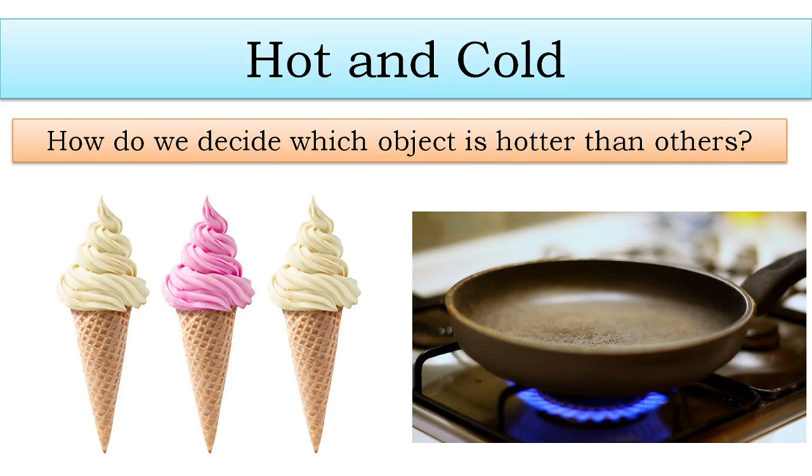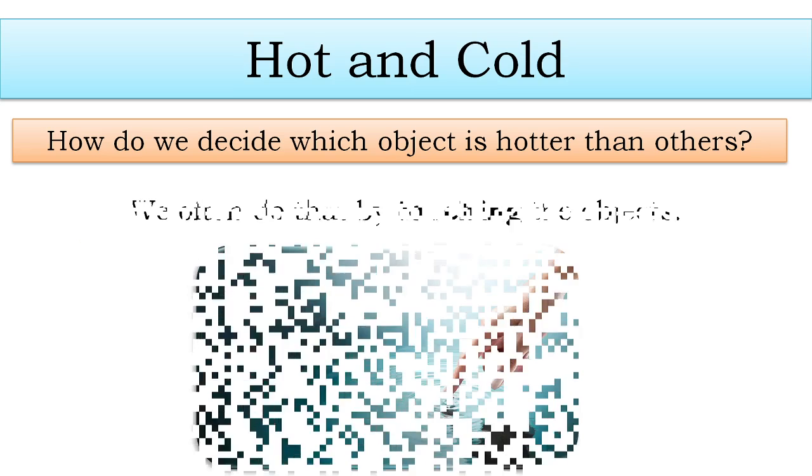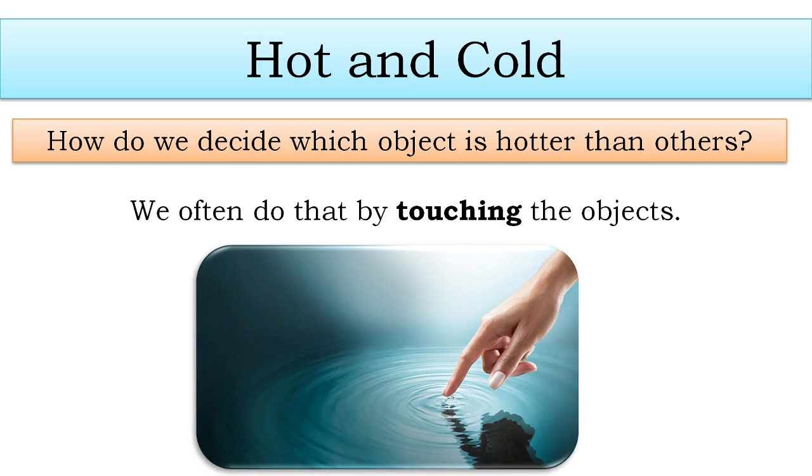Now how do we decide which object is hotter than others? So if you are given two objects which look similar, how do we decide which object is hotter than others? So the most easy way to do is we often decide which object is hotter than others by touching the objects.